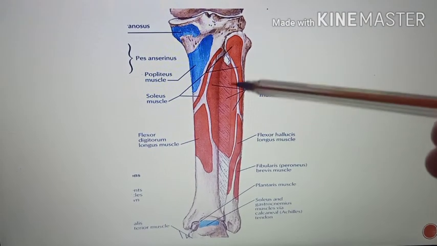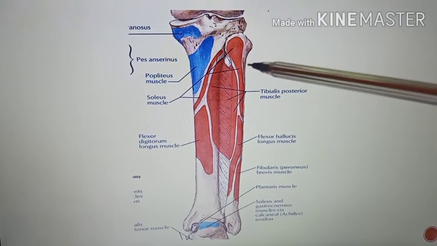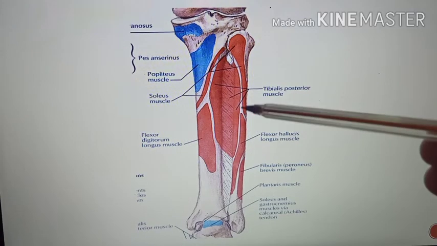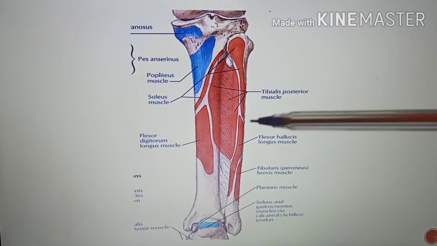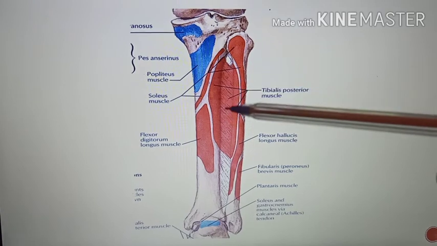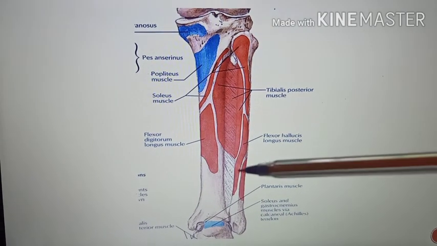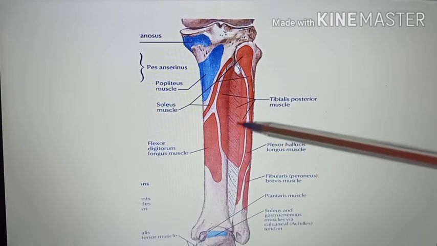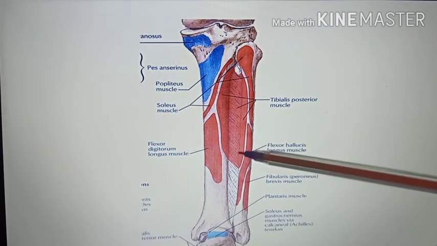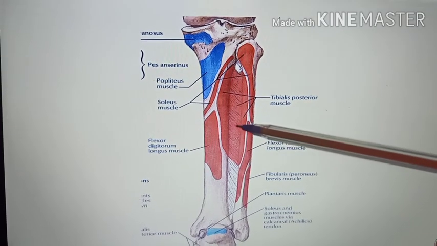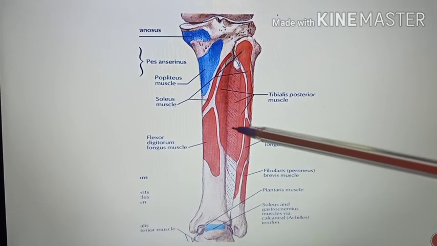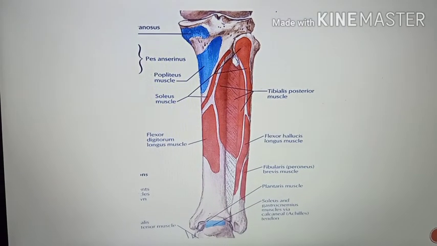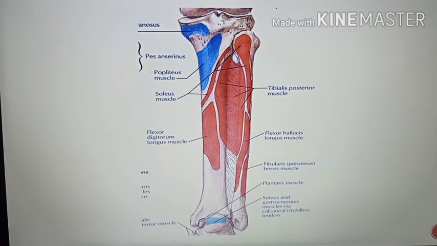So this is the picture which is showing the posterior relation. This entire thing is the interosseous membrane. This is the tibia, this is the fibula. This colored area is showing the attachment of the muscle. Posteriorly you have the tibialis posterior muscle as well as the flexor hallucis longus muscle. The blood supply for the middle tibiofibular joint is by the branches of the anterior tibial and posterior tibial arteries. The nerve supply is from the nerve to popliteus.